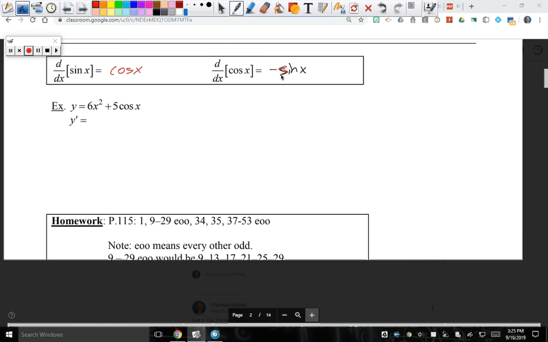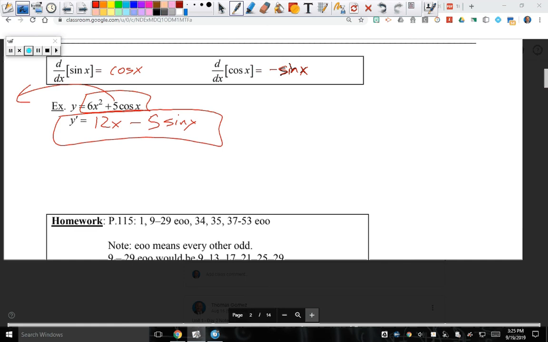Okay, so what is the derivative now of this function? 12x plus or minus 5. Oh, so it's minus. So 12x minus 5 sine x. What you could have done is you could have put this 5, constant multiple rule, just put it off to the side, move it out of the way. And the derivative of cosine we know is negative sine. And then multiply that 5 back in, and that's how you get negative 5 sine of x.